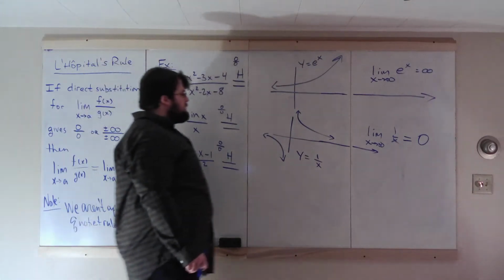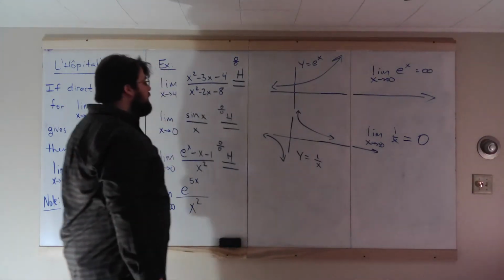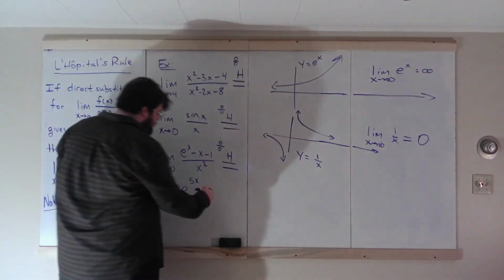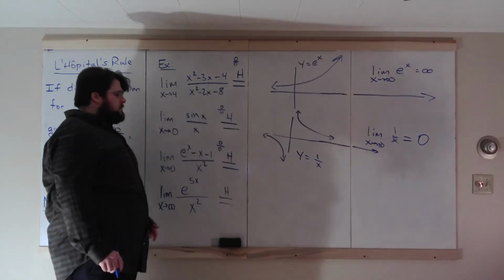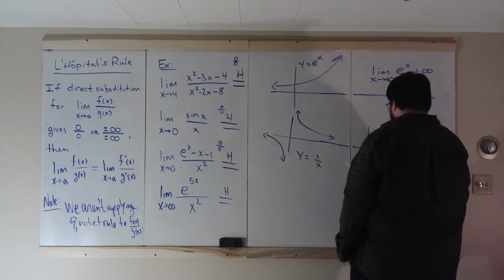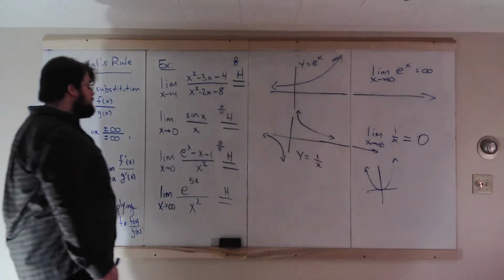E to the 5x is the same as e to the x, but the x-axis is crunched in 5 times. So that limit as x goes to infinity is still infinity. X squared as x goes to infinity, well, we know how to graph x squared. X squared looks like that. So as x goes to infinity, x squared goes to infinity.